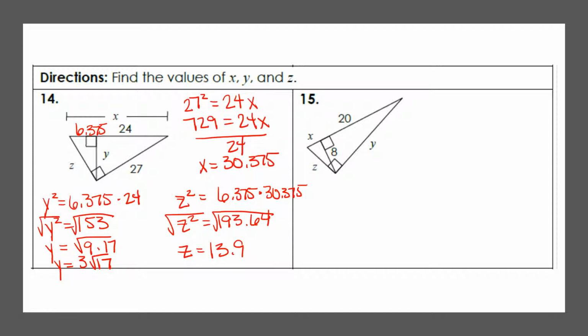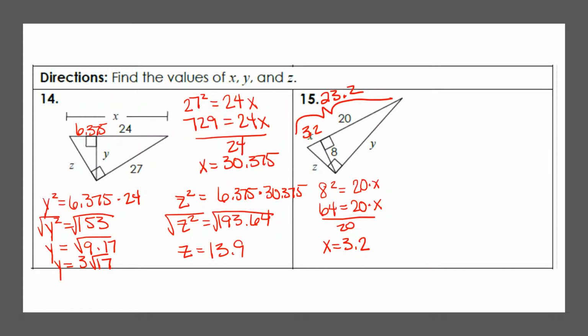You can do the same on number 15. I'll start with finding x first. For x, I'm going to use the altitude theorem. So the altitude squared, 8 squared, is equal to the product of the parts, so 20 times x. So I've got 64 equals 20 times x. If I take 64 and I divide it by 20, I should get 3.2, which is x. So now I know that part. I can then add these two pieces together and get that the whole length is 23.2.